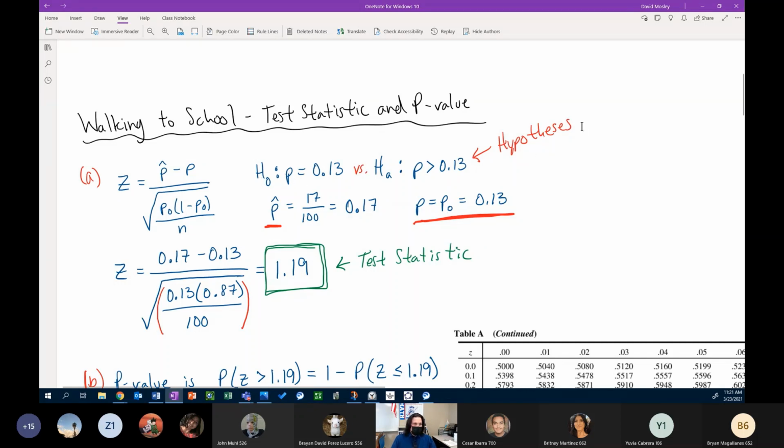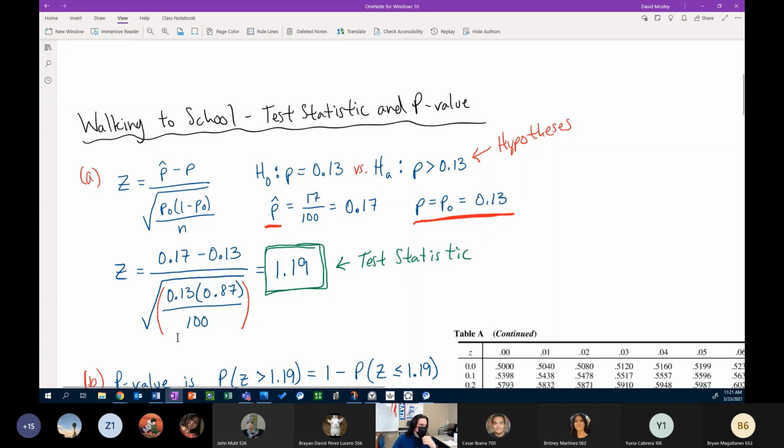So we have my two hypotheses, right? H sub 0 where p equals 0.13 versus the alternative where p is greater than 0.13. Our sample proportion is 17 out of 100 or 0.17. And then p equals p sub 0, which is equal to 0.13.